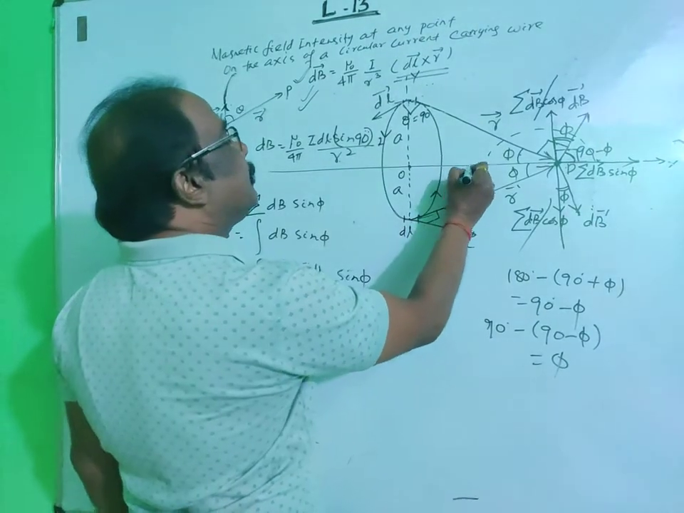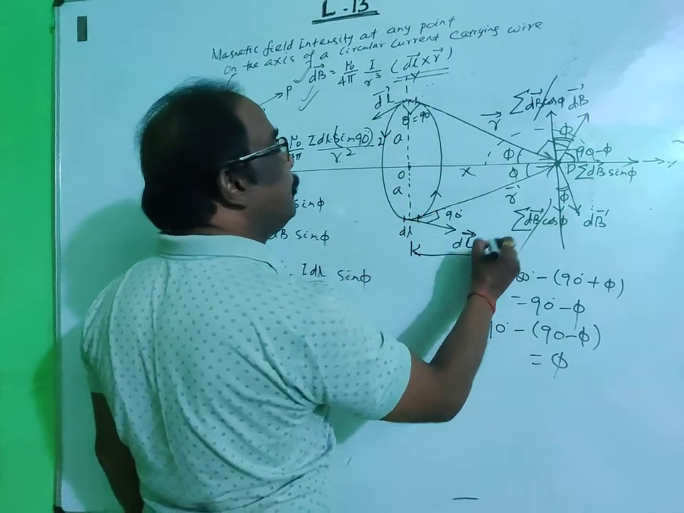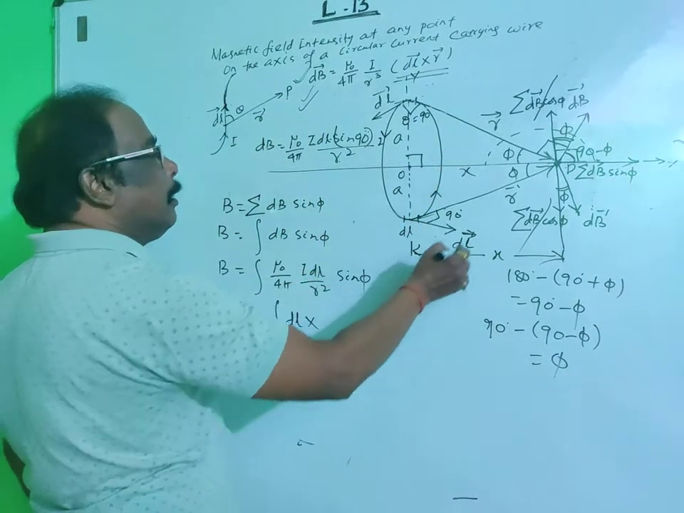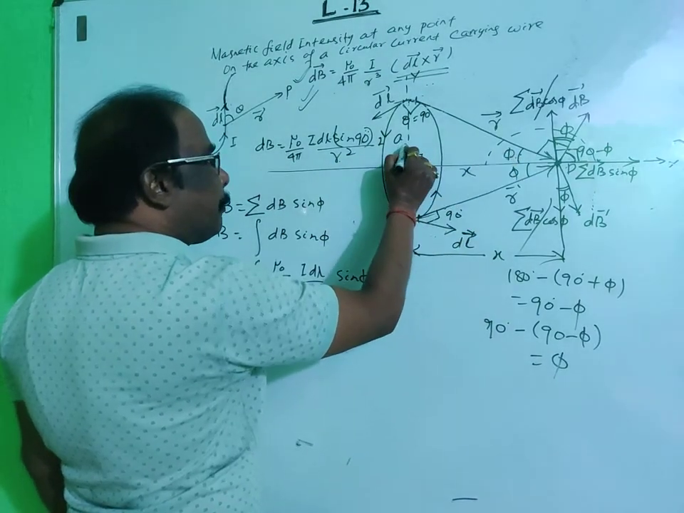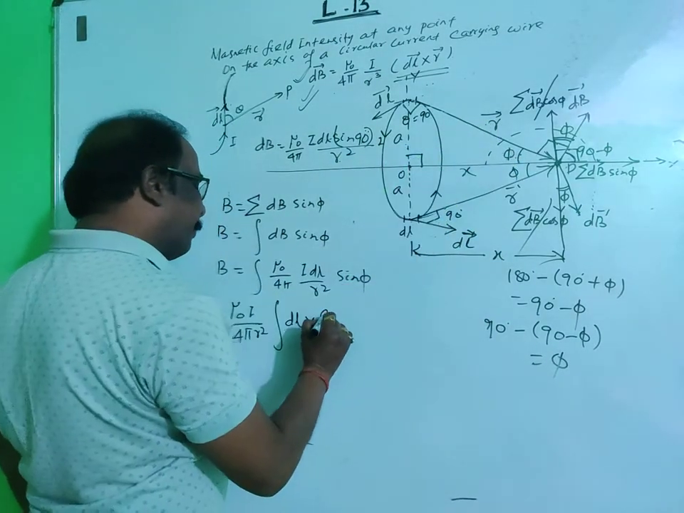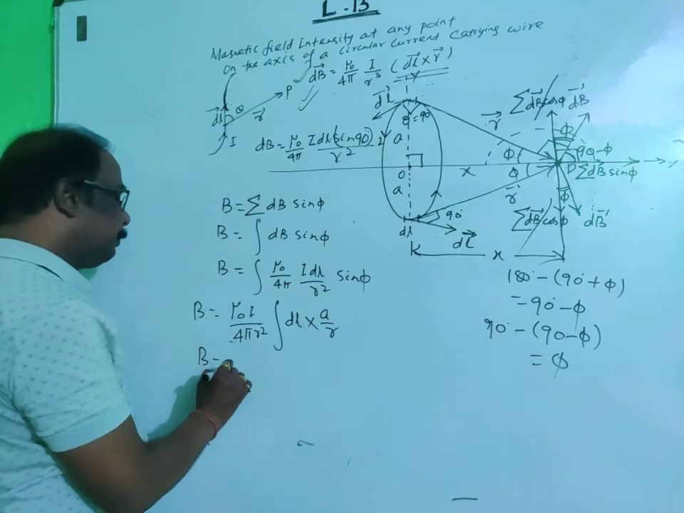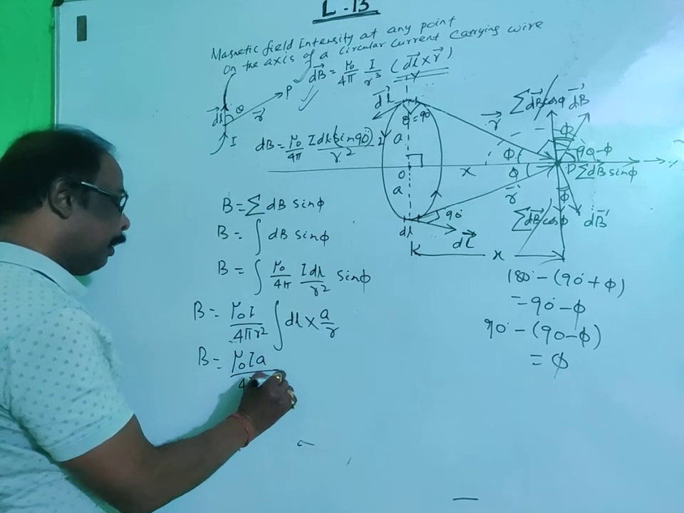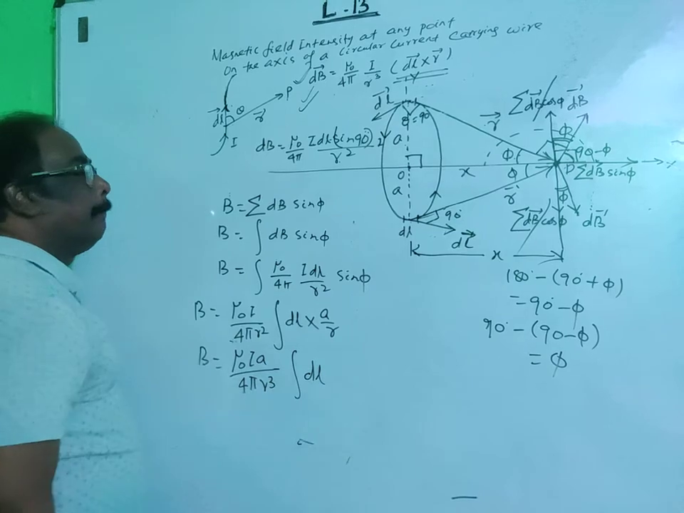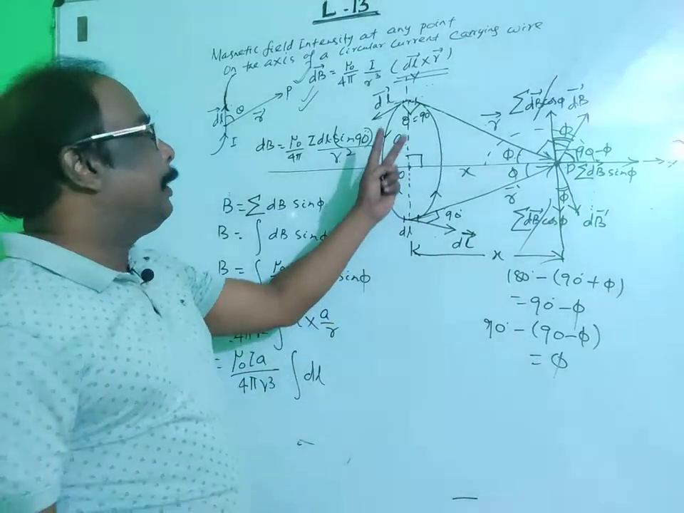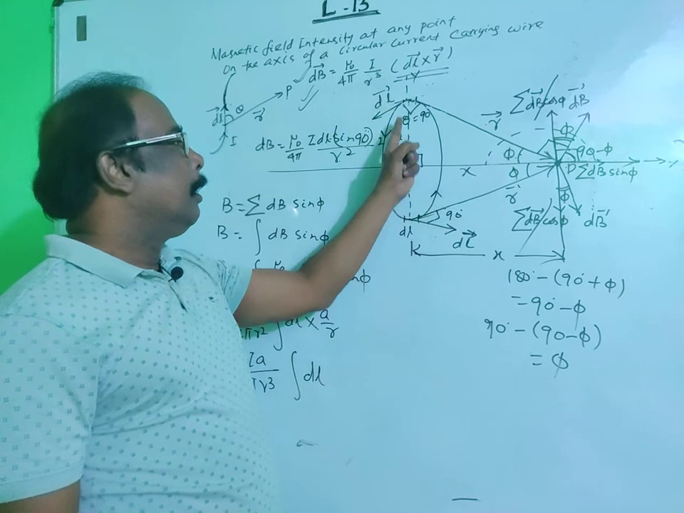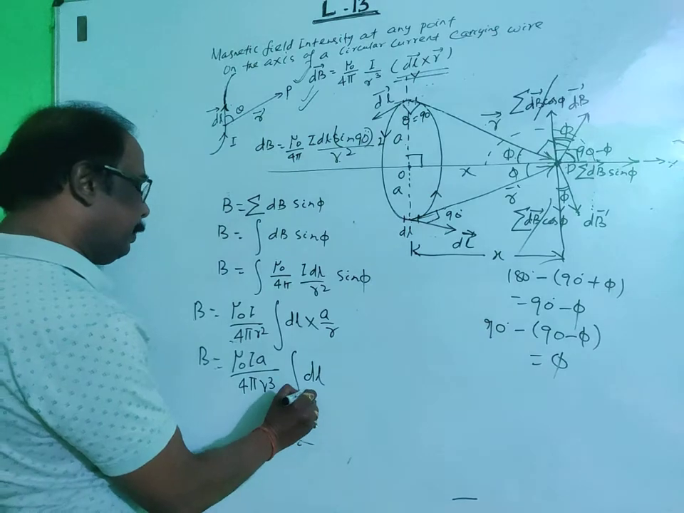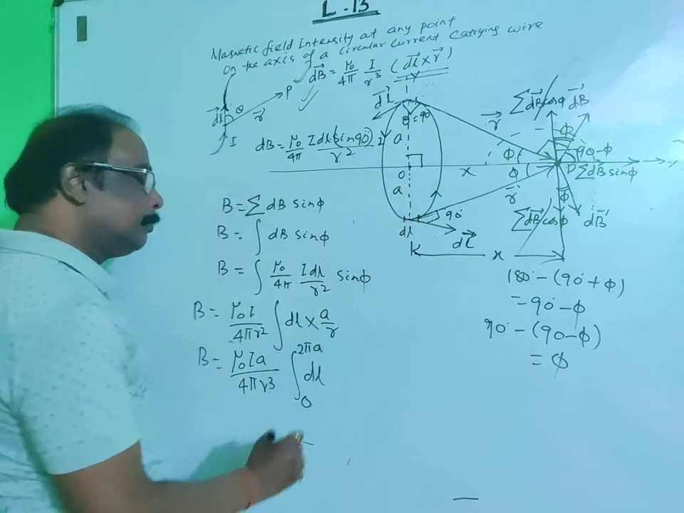See, let this distance from the center to point P be x. This angle is 90 degree. Then this is phi. Sin phi is perpendicular upon hypotenuse, a by r. Then B is equal to mu naught I a divided by 4 pi r cube, integration of dl. We have taken elemental length dl. Radius of the circle is a. Then the whole length of the circular conductor means the limit varies from 0 to 2 pi a.